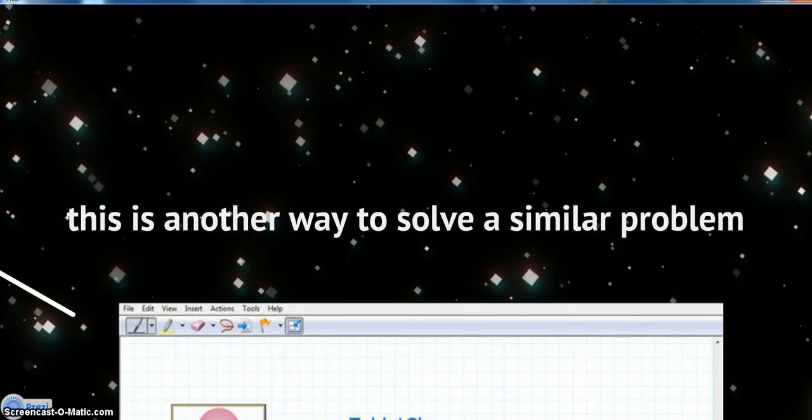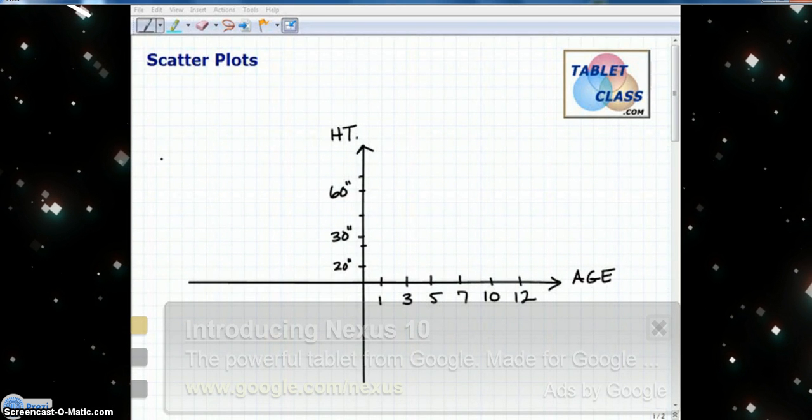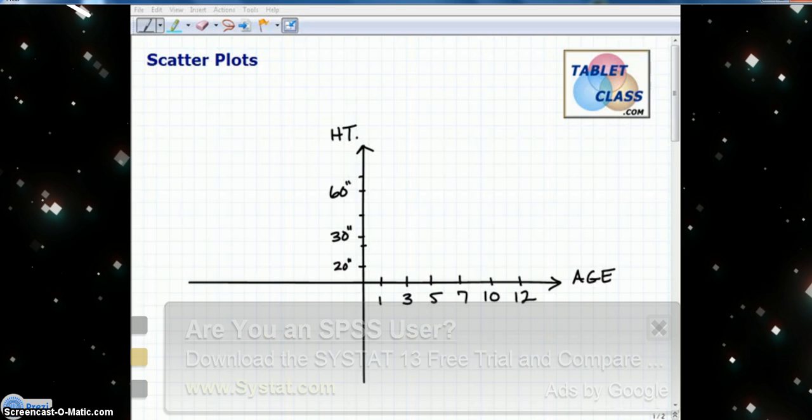This is another way to solve a similar problem and give you more tips about scatter plots. How you doing? This is John Zimmerman with tabletclass.com, here to give you a little bit of information or guidance, if you will, on scatter plots. Generally taught in 6th, 7th, 8th grade, around there. You may also know this as the best fitting line. Best fitting line, scatter plot, this is what I'm talking about.